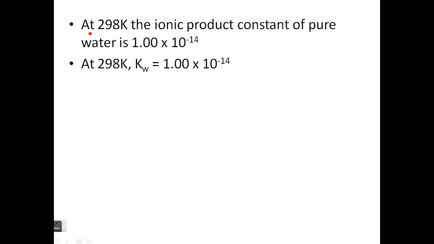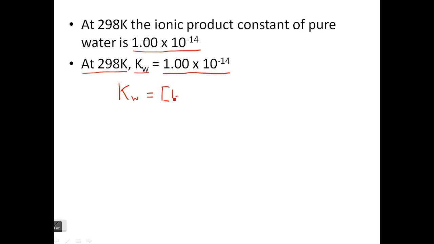So let's go on to an example using Kw. At 298 K, the ionic product constant of pure water is 1.00 times 10 to the negative 14. This is something you need to know. So at 298 K, Kw equals 1.00 times 10 to the negative 14. And what we can do from this is calculate the pH of pure water at 298 K. So let's do that now, shall we?